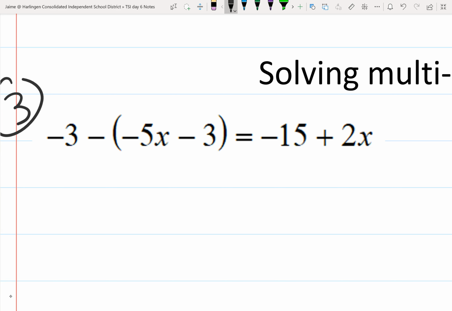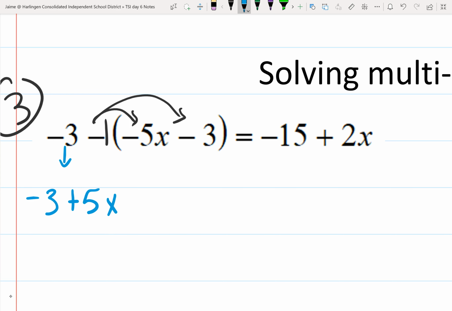I'm going to do the parentheses first so I can do order of operations, right? Now, what number is right here? There's a negative 1. Okay, that's the only number that's going to go inside here. Not the negative 3. Bring down the negative 3. Now do negative 1 times negative 5. Well, negative 1 times negative 5 is a positive 5. And then bring the x. Negative 1 times negative 3, well, that's positive 3, equals negative 15 plus 2x.